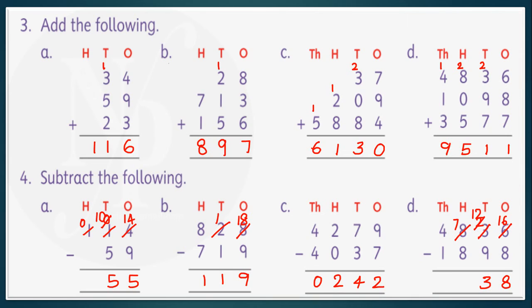Here again we need to regroup. This will become 3000s, and this now becomes 1700s. I will write here 17. Subtract 8 from 17 you get 9. Subtracting 1 from 3 you get 2. 2938 is the difference. So like this you need to find sum and difference of given numbers.